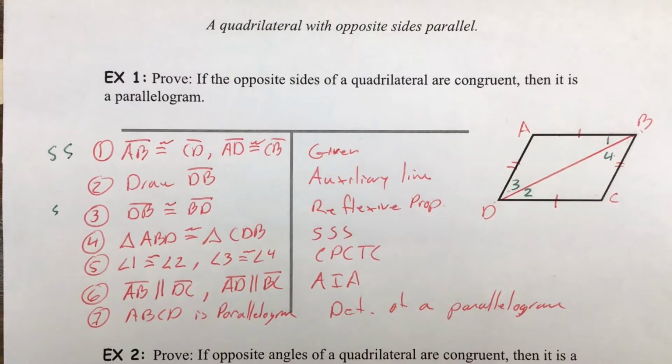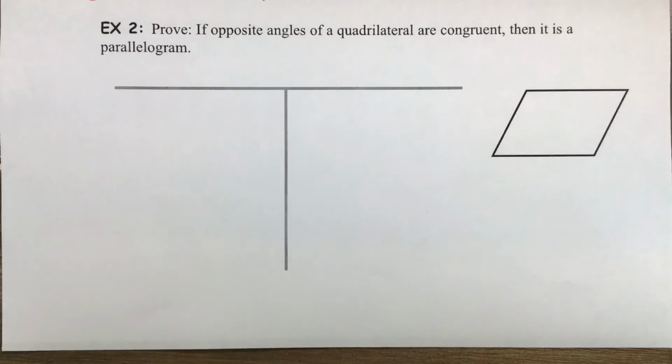The definition tells us that the opposite sides are parallel, which is what line 6 tells us. For example 2, we're going to prove that if the opposite sides of a quadrilateral are congruent, then it is a parallelogram.